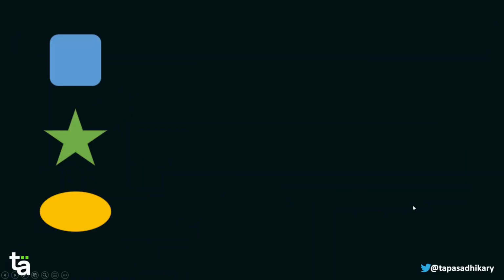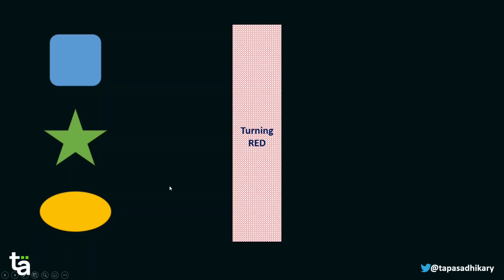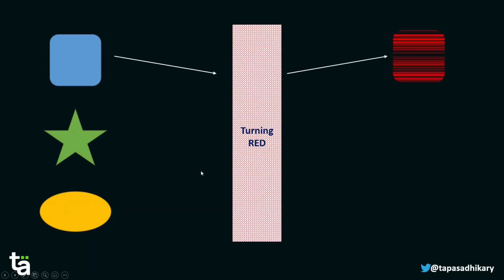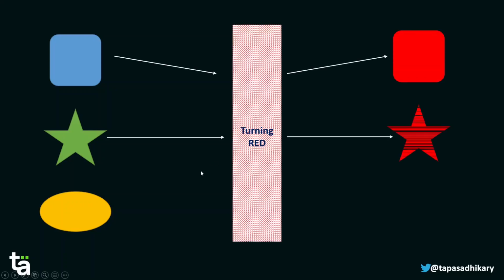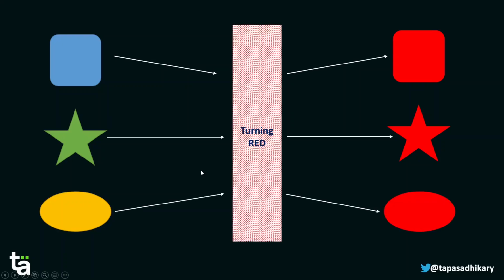So first, for this particular example, just look into this. What we see over here is a bunch of shapes. We have a square, which is blue, then a star, which is green, and then an oval, which is yellow. Now let's imagine there is a bar in between. The bar is called turning red. I have given this name, turning red. What it does is turn each shape's color to red. So irrespective of the shape and irrespective of the color that gets as an input to this turning red slab, it turns out to become red in color. So the square becomes red, the star becomes red, the oval becomes red. So this is the purpose of this one.